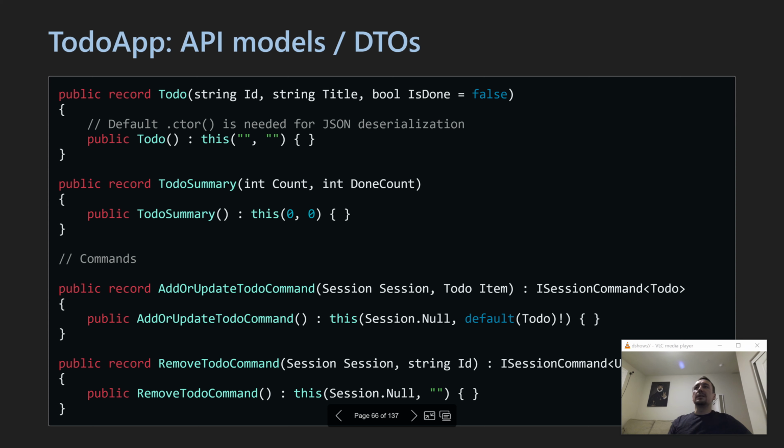So Todo is basically a record with ID, title, and IsDone. All of these records have an empty constructor. And TodoSummary has just two properties, and there are two commands, like add or update. Basically, it gets a Todo, right? And remove gets just an ID of whatever you want to remove. Session is also passed through any command.